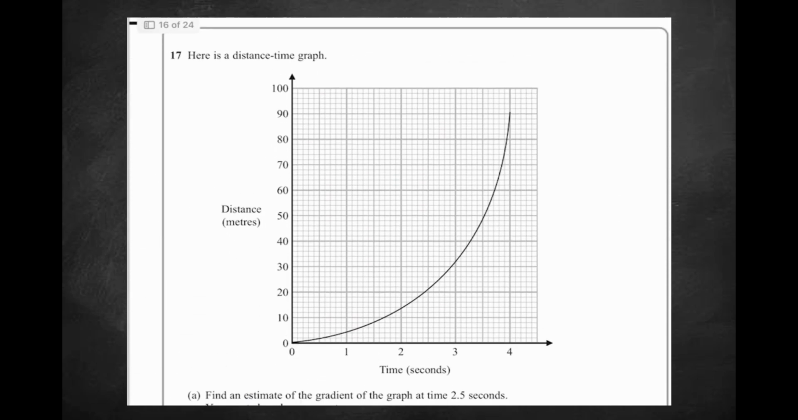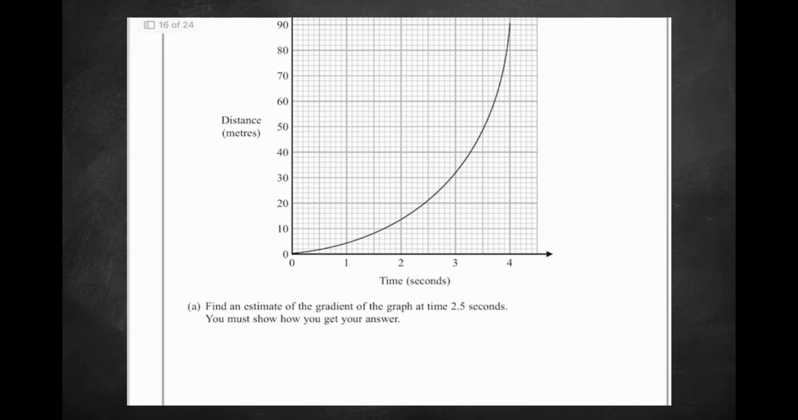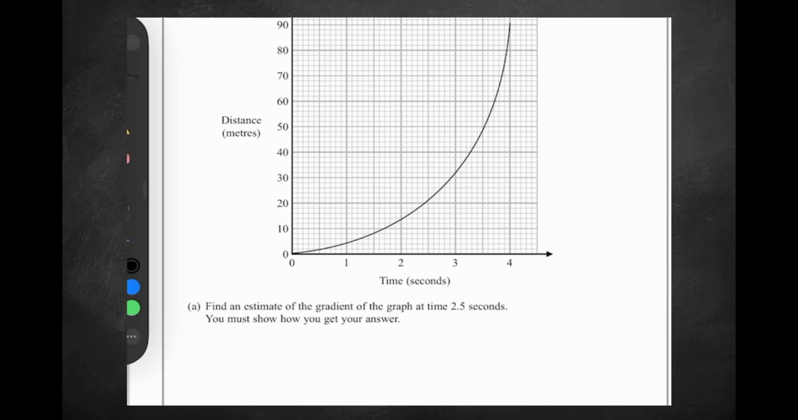Question 17. Here is a distance time graph. Find an estimate of the gradient of the graph at time 2.5 seconds. You must show how you get your answer. So what we're going to do here is we're going to go 2.5, and you're going to get your ruler, and you're going to draw a straight line that kisses the curve like that.